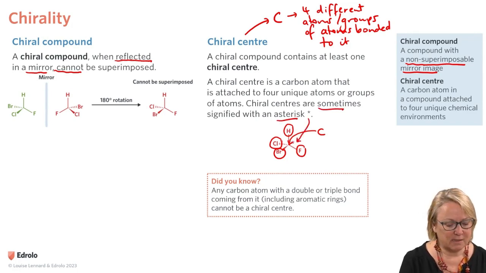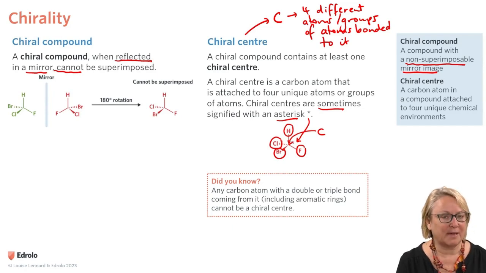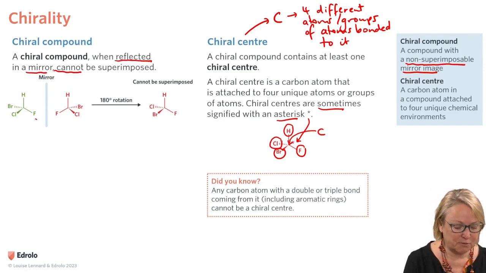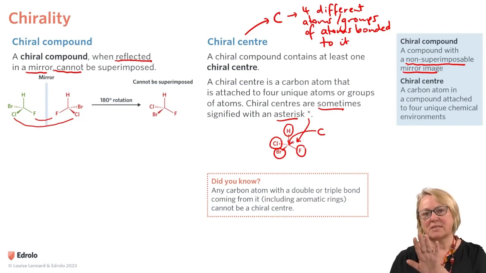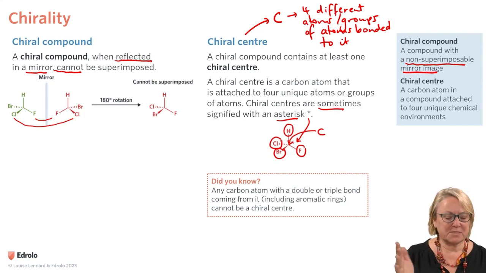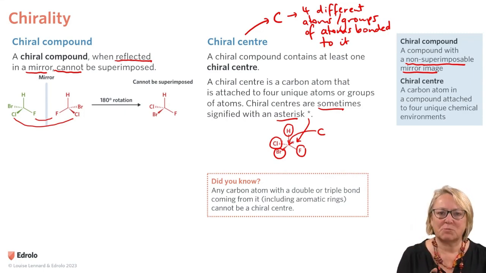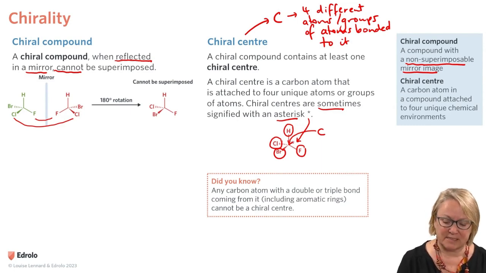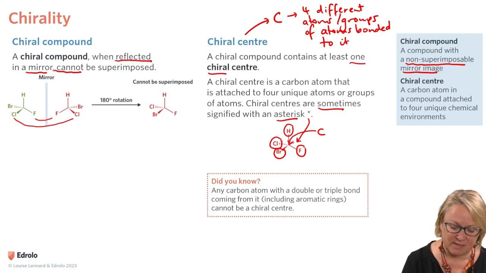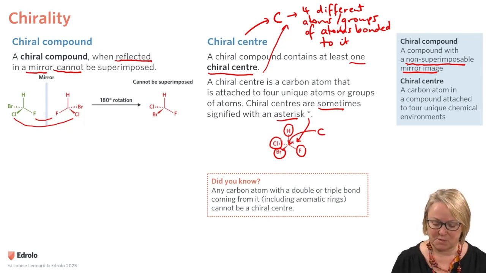Now, if we look at this compound next to a mirror, we can see the fluorines are mirror images of each other, and the chlorines, the bromines are further apart, and the hydrogens. But if we rotate it 180 degrees like we do our hand, it can't be superimposed. Not all of the atoms will line up. So that means that this compound is a chiral compound, and it has at least 1 chiral centre, which is a carbon with 4 different atoms or groups of atoms bonded to it.